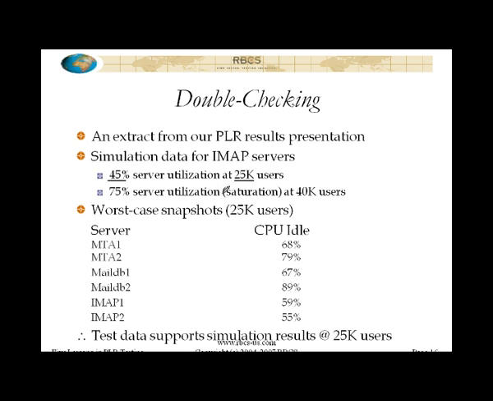And they predicted that the IMAP servers would saturate at 40,000. In other words, it would hit the 75 to 80% utilization, which is usually about where bad things start happening. So, did we see the 45% at 25,000? Yep. There's 41% utilization there, because this is idle, right? So it's 100 minus 59, and 45%. So that's actually right on the money there, right? So the test data and the simulation are in sync at that point.